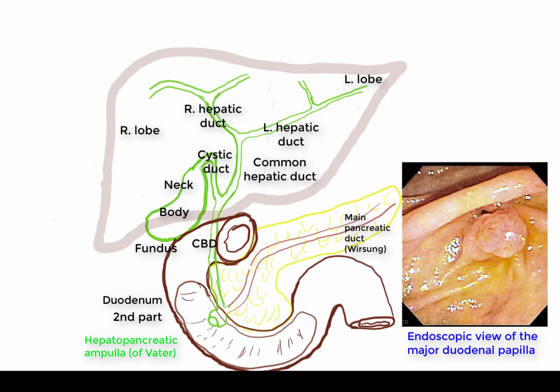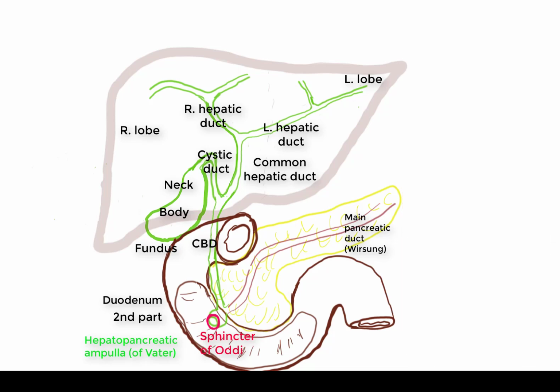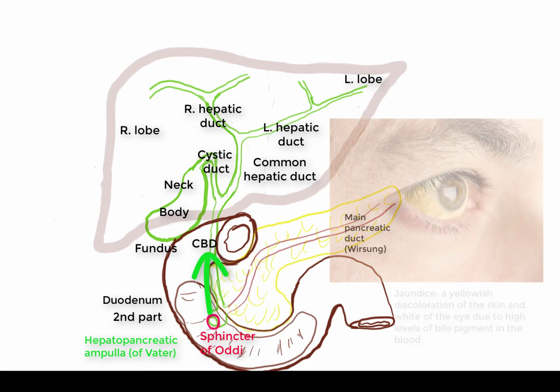This papilla is surrounded by a smooth muscle sphincter called the sphincter of Oddi, or hepatopancreatic sphincter. The hepatopancreatic sphincter controls the flow of bile and pancreatic juice into the duodenum. Now, this distal end of the ampulla is a common site of gallstone impaction. Bile accumulation causes backflow of bile up into the gallbladder, which will become enlarged. And since the bile cannot reach the small intestine, bile enters the blood and results in obstructive jaundice.